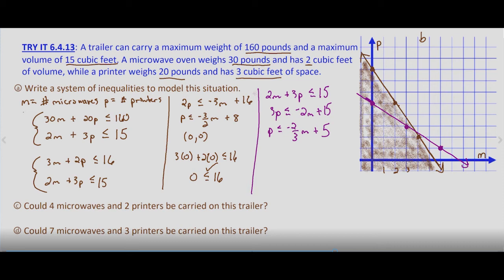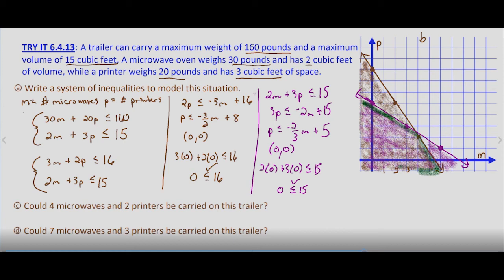Again, it's a solid line because it is inclusive. I'll test the point 0, 0. So 2 times 0 plus 3 times 0, is that less than or equal to 15? It is indeed. So we shade the left side of this line. So if you notice, what is shared is this section right here. And this would be the solution to the system of inequalities.